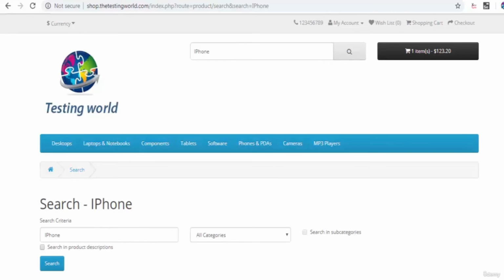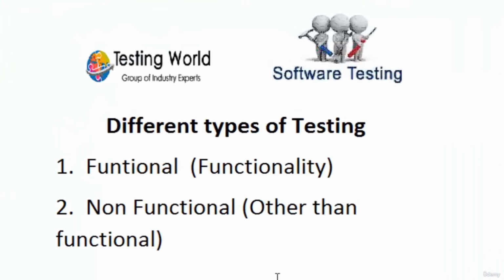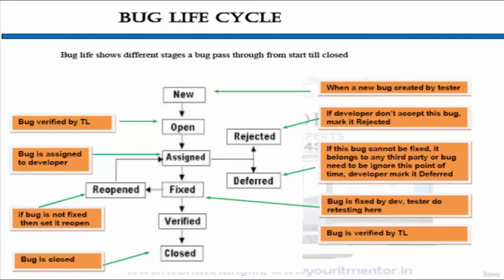So broadly, we can divide our testing process into two different sections: one is functional and the other one is non-functional. Now, we have a lot of testing types which come inside these sections, which we are going to cover in the coming sessions.